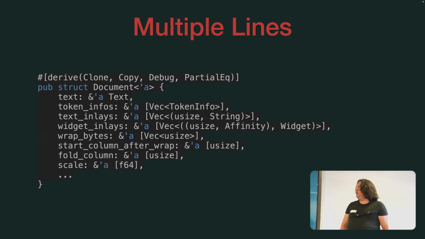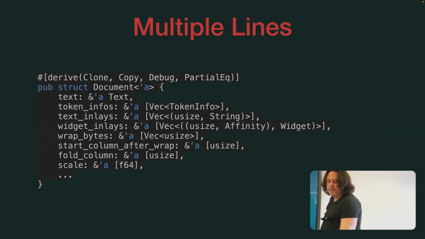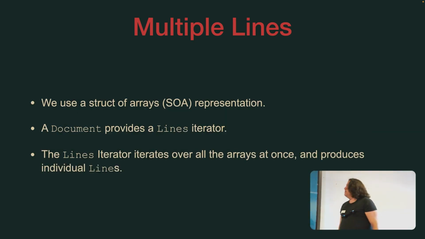From that, we can go to multiple lines. And this is something I call a document. This is essentially the same thing you've seen before, except now we're using a struct of arrays representation. Right? So for each field in a line, we now have a vector of vectors. So, like I said, struct of arrays representation. A document provides a lines iterator, and what the lines iterator does is pretty simple. It iterates over all these arrays at once and then yields a single line at a time. So now I can first iterate over all the lines in my document, and then for each line do the draw algorithm I illustrated earlier.